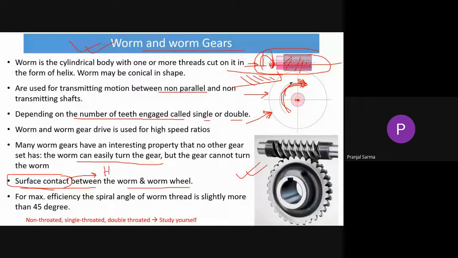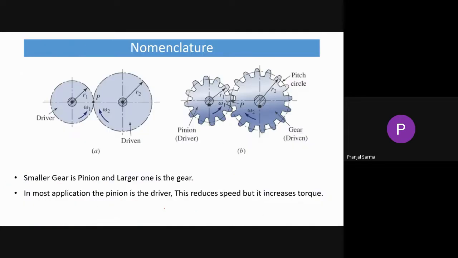Higher pair or lower pair? Lower pair, sir. Correct. So it makes this particular gear type a lower pair. But in general, whenever people ask you about gear and gear type, we have to consider it like a higher pair. Now, whenever we are talking about getting maximum efficiency, generally the spiral angle on the worm thread has to be slightly more than 45 degrees.